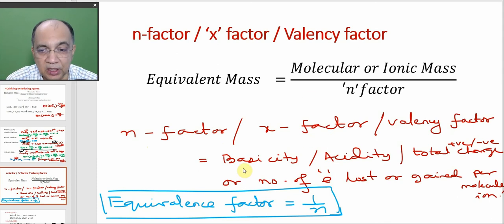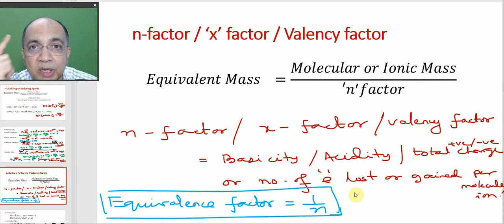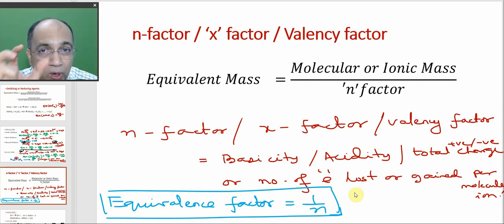So in case of acids, the N factor is basicity. In case of bases, the N factor is acidity. In case of salts, it is the total positive or negative charge. And in case of oxidant or reductant, it is the number of electrons lost or gained per molecule. How many times have I told you per molecule, per ion? Maybe 10 times. Only to emphasize that when you find the equivalent mass, you have to take one empirical formula unit. Right?